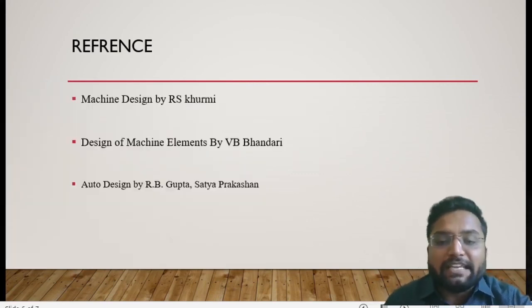I hope you understand each and every point very well. For reference, I have used Machine Design RS4B for this particular topic. You can use any of the two remaining books also.